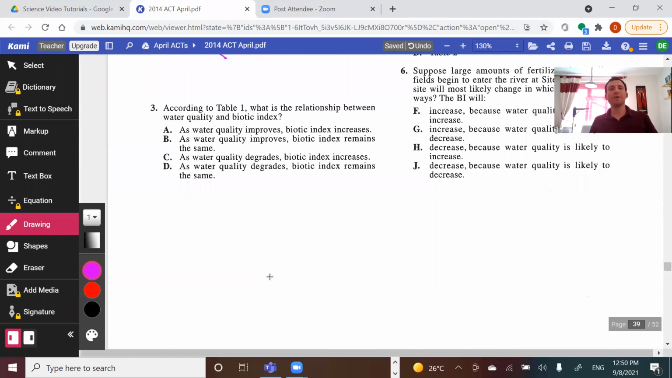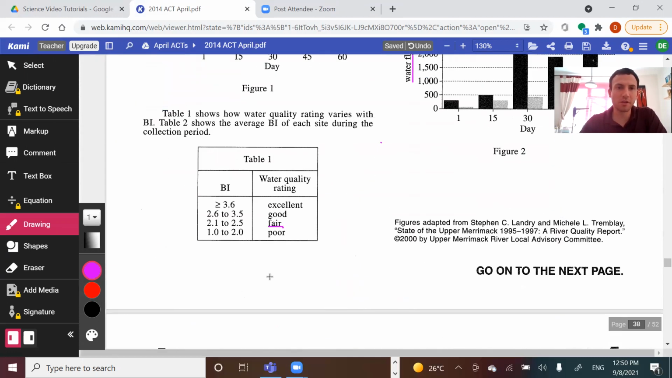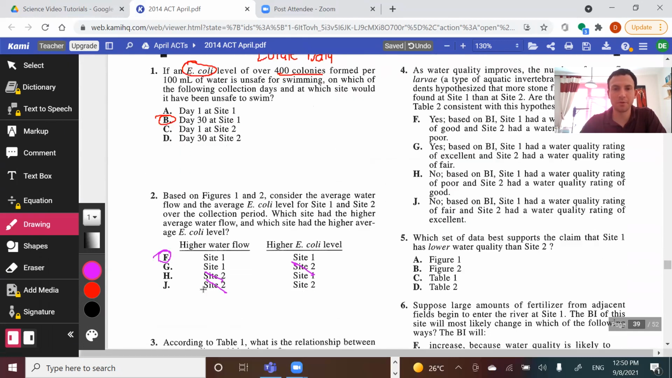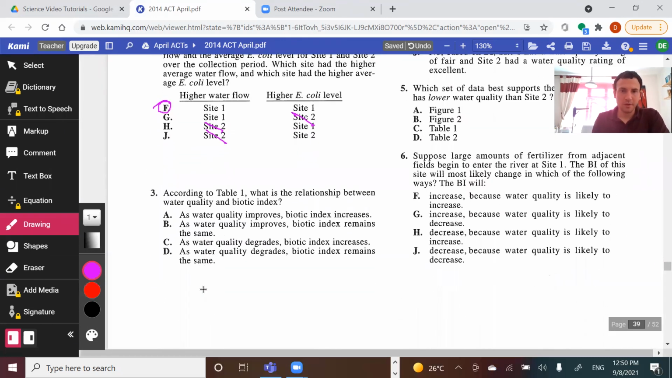All right. According to table 1, what is the relationship between water quality and biotic index? So this is really straightforward. The higher the BI, the better your water quality. So as water quality improves, biotic index increases. That looks right to me. As water quality improves, BI remains the same. No. As water quality degrades, biotic index increases. No, that's the opposite of A. As water quality degrades, and then remains the same. No. So that one's definitely A.